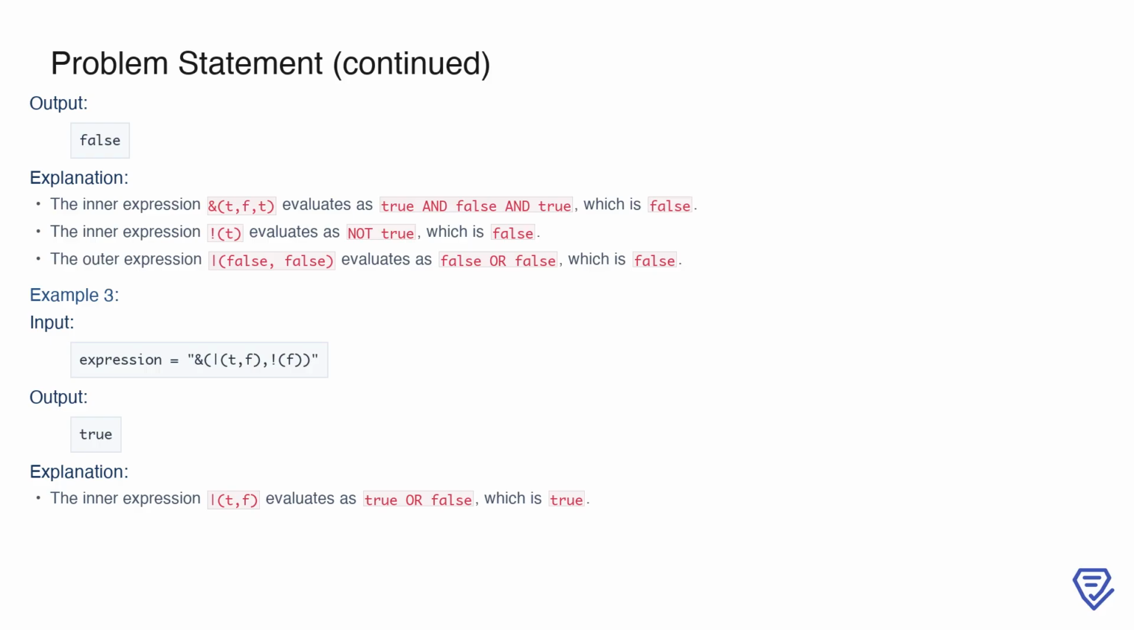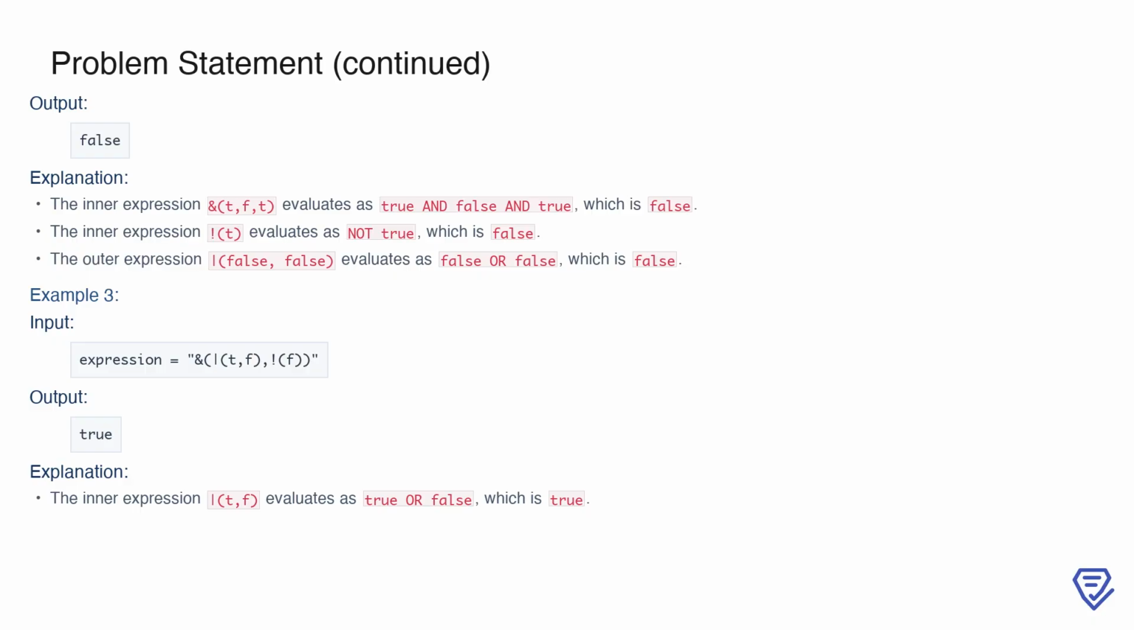Now, let's break down the rest of the second example. Another inner expression, !(t), applies the not operation to true, which results in false. Finally, we evaluate the outer expression, |(false, false), which is an or operation. Since or evaluates to true if at least one of the inputs is true, and here both inputs are false, the result is false. This gives us the final output for this example, false.